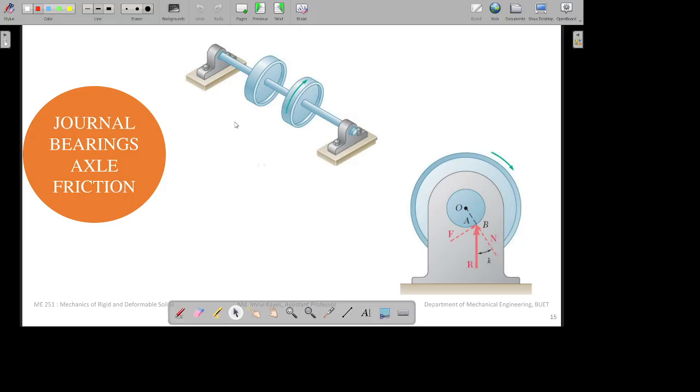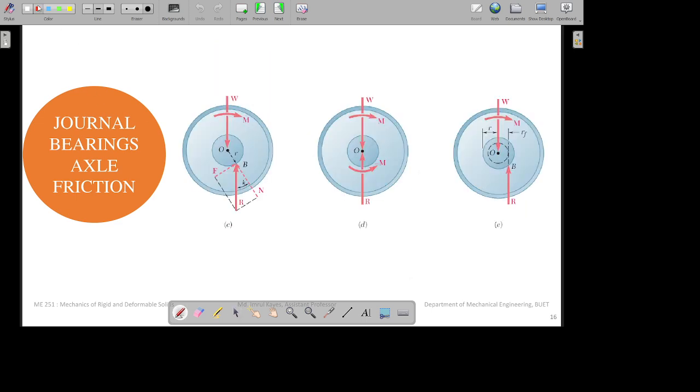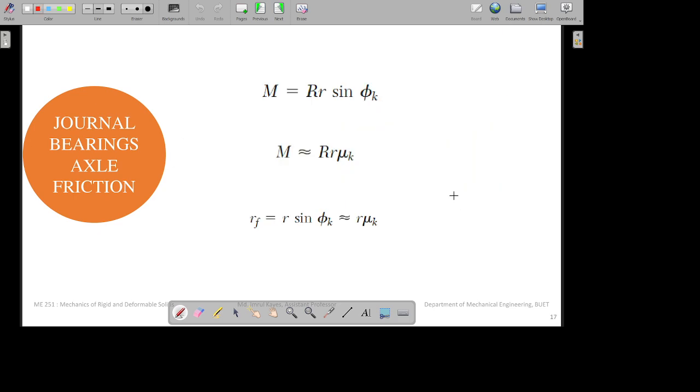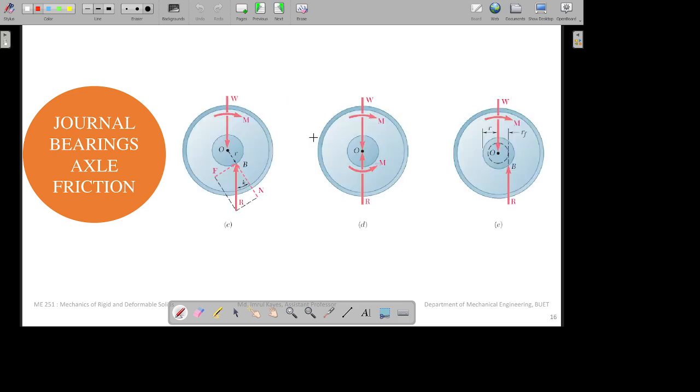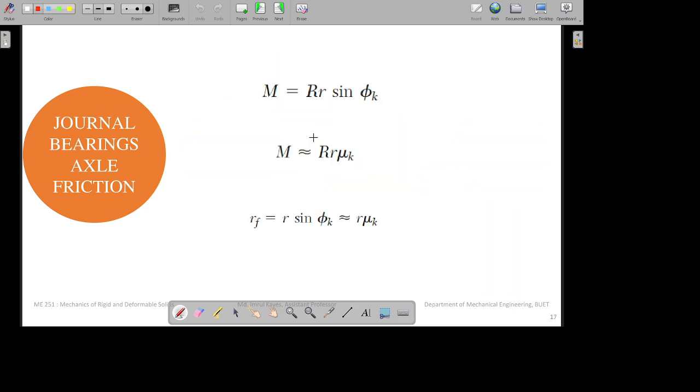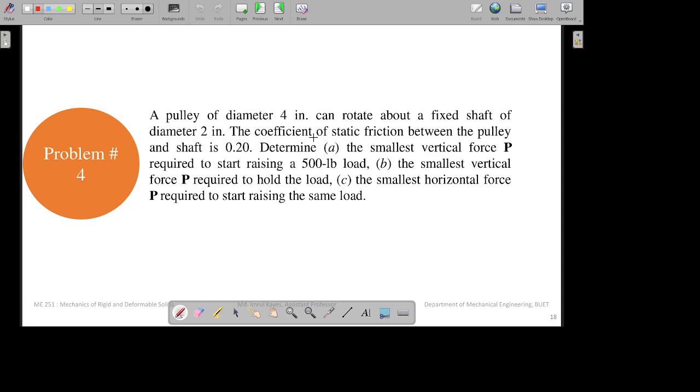Hello everyone. Today I will be discussing some problems related to journal bearings and axial friction. I will not go through the derivation part of these formulas. M equal to, you can see, capital R into small r sine phi. I will just jump into the maths directly.